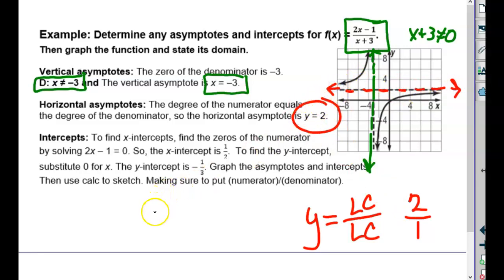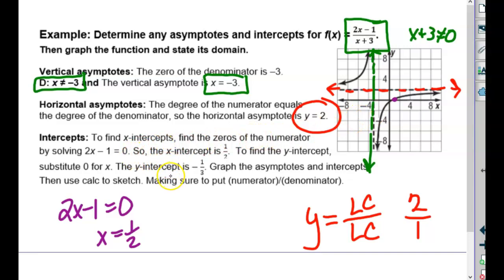Then the other things I will ask you to find are any x or y intercepts. If you set the top equal to 0, you will get the x-intercept. So we get x equals 1/2, and that's right in here. It's crossing at 1/2. All right.